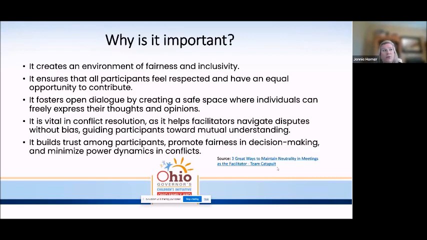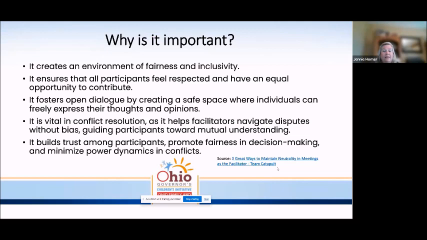And why is this so important? Well, it creates an environment of fairness and inclusivity. It's not a room full of professionals looking down on the family and saying, here's what you've done wrong, and here's what we're going to need you to do. It ensures that all participants feel respected and have an equal opportunity to contribute. We want to make sure everyone has a voice, as well as an active part in the planning and the activities and the goals.